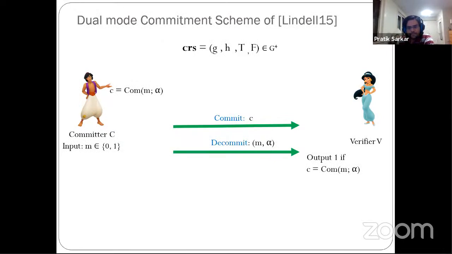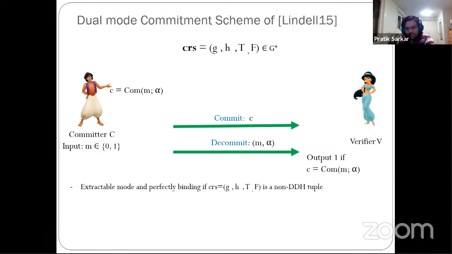It is inspired by the dual mode commitment scheme of Lindell. The CRS consists of 4 group elements. The committer commits to his input M using randomness alpha, and he reveals alpha as the opening randomness. I will not get into the specific construction. Instead, I will just discuss some of its properties which suffice for our construction.